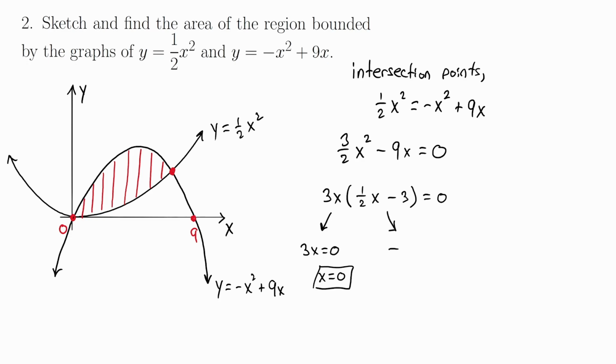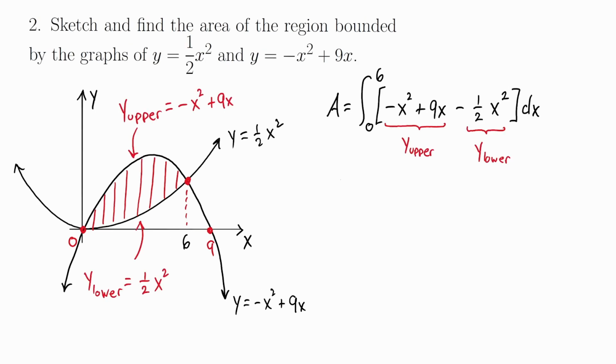And the other equation is going to give us the rightmost intersection point. And that's going to be really easy to solve if we isolate x, so add 3 to each side. And then multiply by 2. And it looks like we get that rightmost intersection point. That's going to come out to be 6. And that'll be how we set up our integral. Our integral for the area between these two curves will go from x equals 0 to x equals 6.